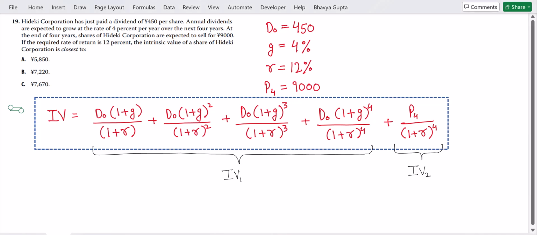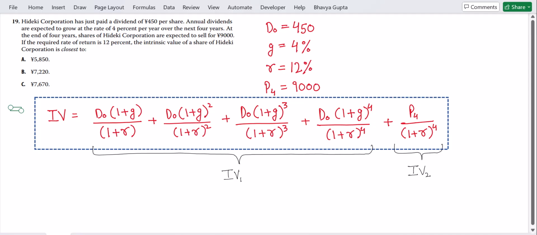Hi everyone. In this video, let's see how we can solve this question from the CFA textbook. Through the solution, we will see how we can find the present value of an annuity that grows at a constant rate each year. Let's see what is stated in the question first.